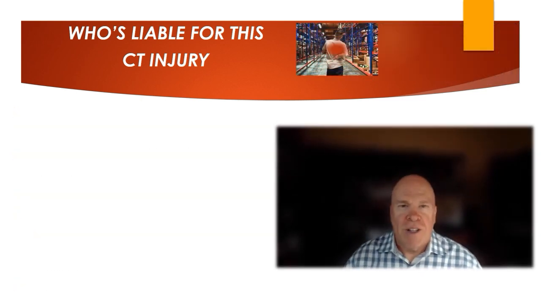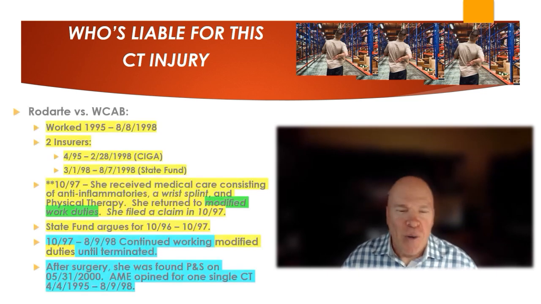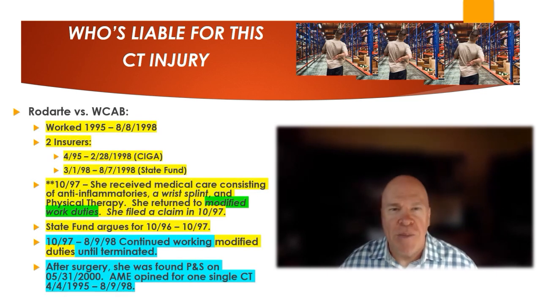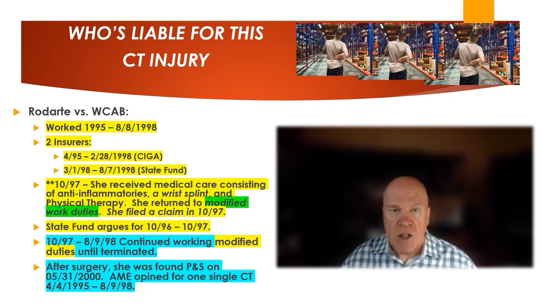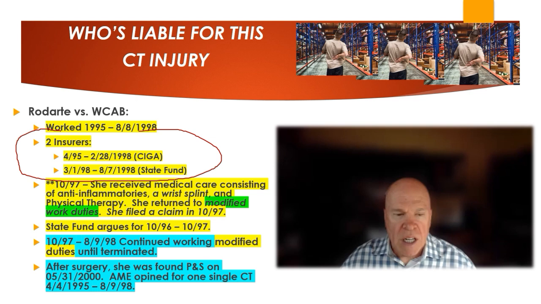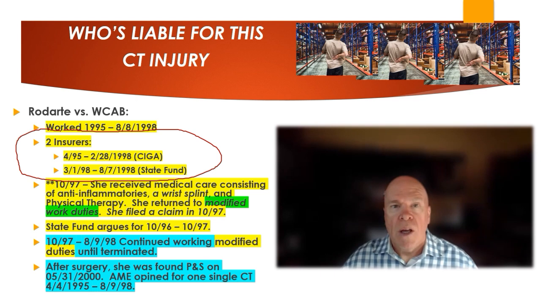Okay, so let's take a look at the Rodarty case and see if we can confuse ourselves even further or whether this case adds some clarity to our understanding. So in the Rodarty case, Rodarty is a female who worked from 1995 through 1998, a short 3-year period of time. And interestingly, over this period of time, there were 2 insurers, each seeking to point the finger of liability at the other, depending upon where the date of injury can be established.